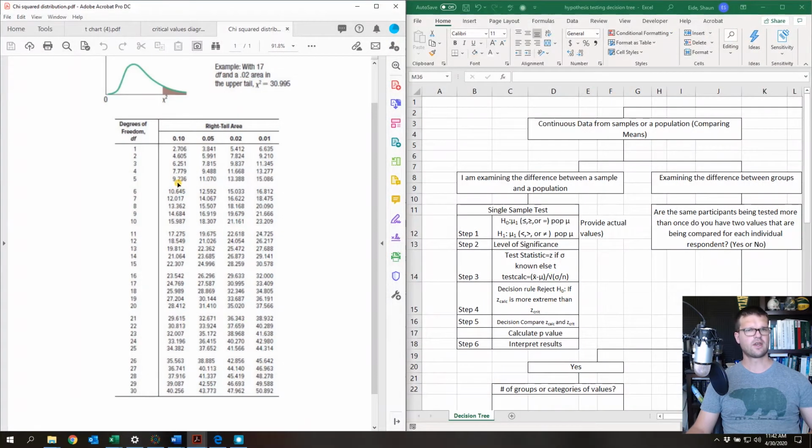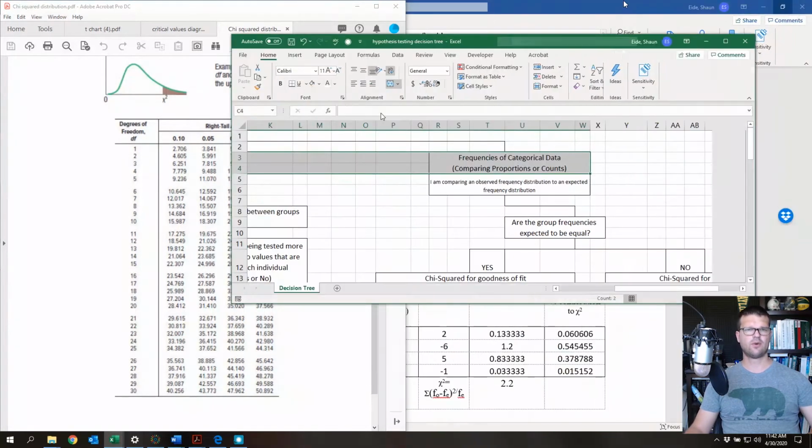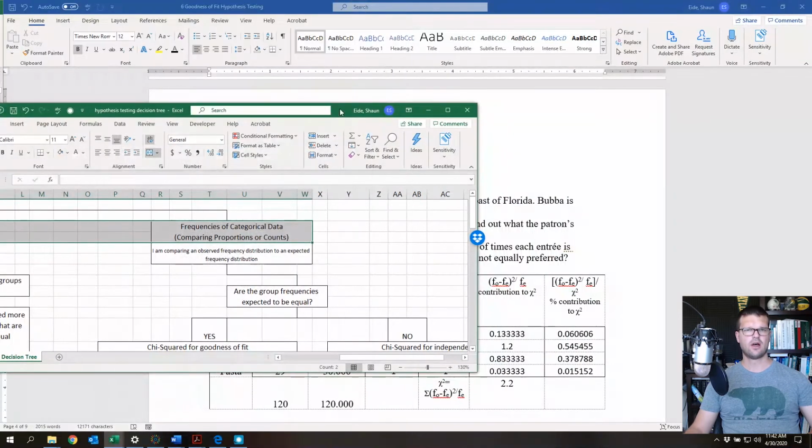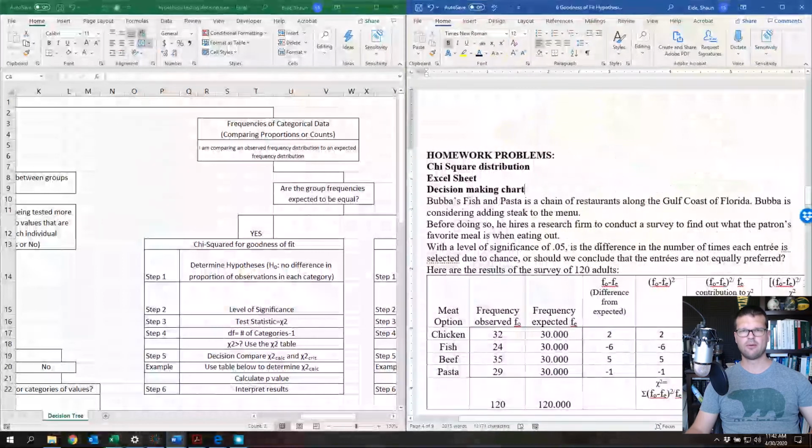Okay, so you should have a chi-squared chart that looks something like this. You can find it on Canvas under the chi-squared tab. And then the decision-making chart, which is right here. So let's start with the decision-making chart and go through this problem. We've got this problem right here.